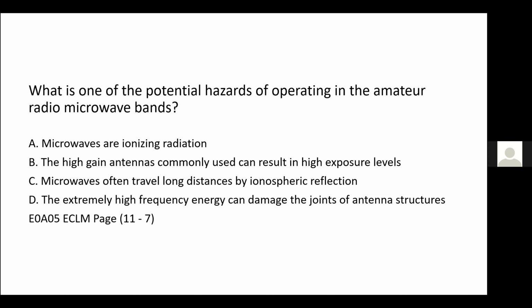Bravo is correct. The high gain antennas commonly used can result in high exposure levels. By definition, microwave is any frequency above 300 megahertz, where you're less than 1 meter in wavelength. A lot of times we think of microwave up in the 2 gig and 5.8 gig range, but it really is anything above 300 megahertz. So 440 is actually a microwave frequency.